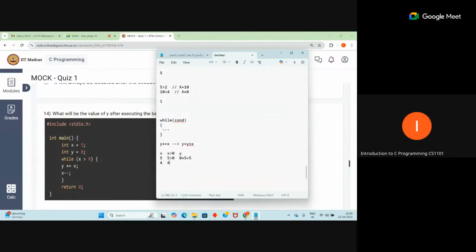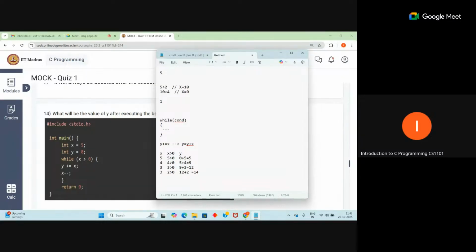As 4 is greater than 0, again it will check the condition. This is true. So it will calculate the y value as previously you have 5 plus x value 4. So it will become 9 now. Then x will be 3. So 3 greater than 0. So 9 plus 3, which is equal to 12. Then x will be 2. 2 greater than 0. So 12 plus 2, which is equal to 14.